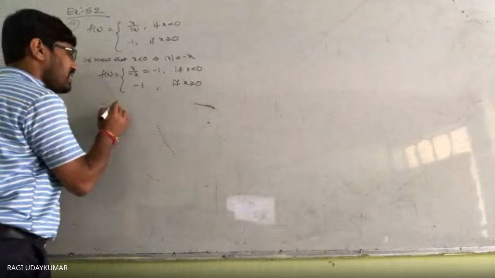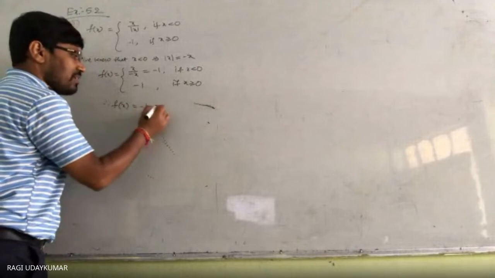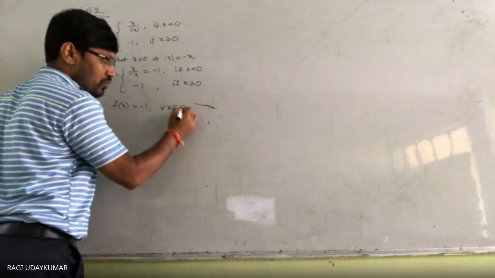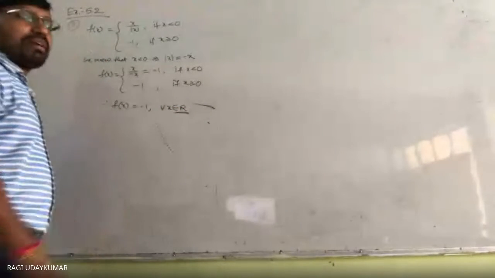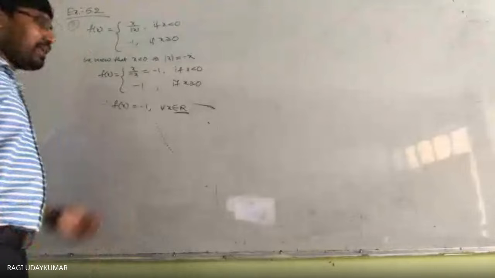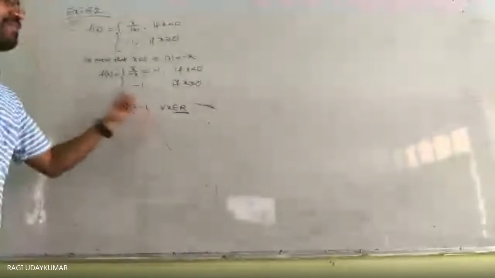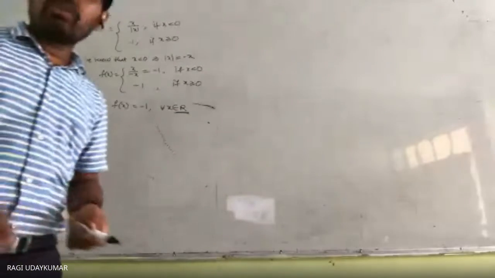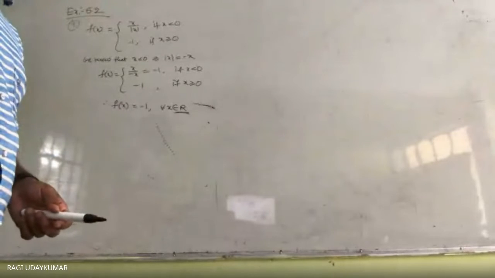Therefore, the function, for all x belonging to real numbers, is a constant function. It is not a split function. Any constant function is always continuous. Can you say how the graph of this constant function will look?